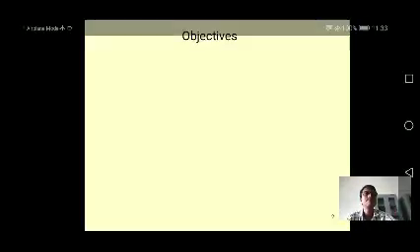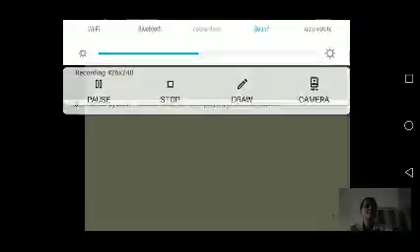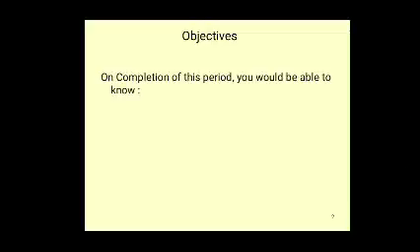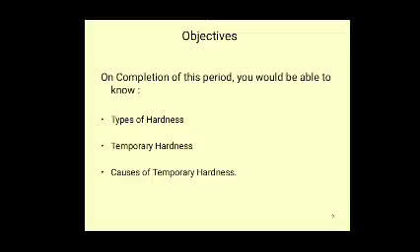Objectives. On the completion of this period, you would be able to know types of hardness, temporary hardness, and causes of temporary hardness.